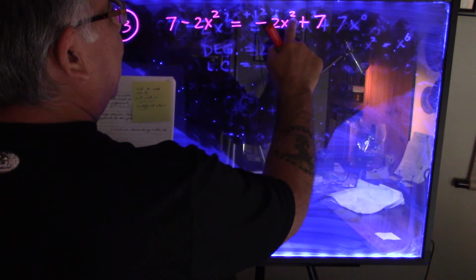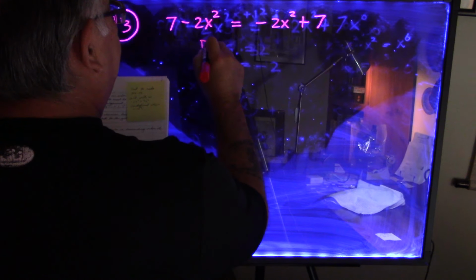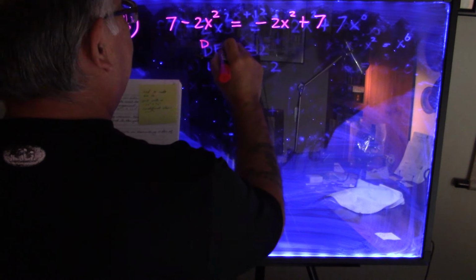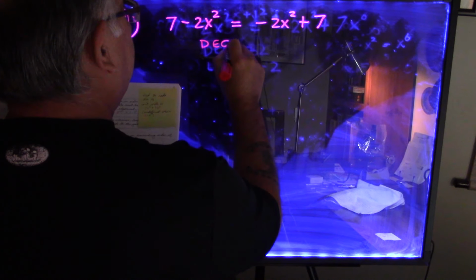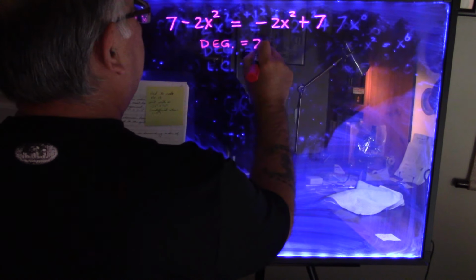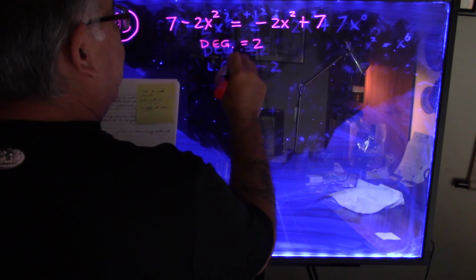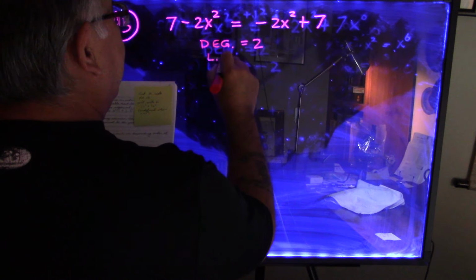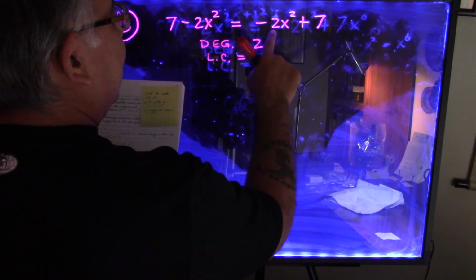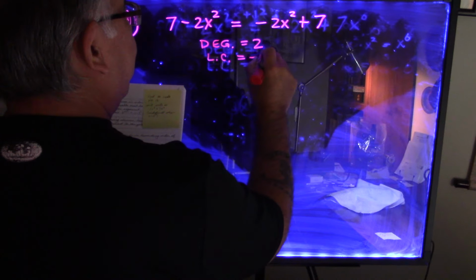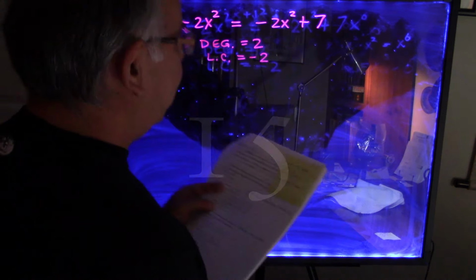So the degree is 2. That's the highest power there. That's 2. And the leading coefficient, I'll call it LC, L.C., equals negative 2. So there you go.